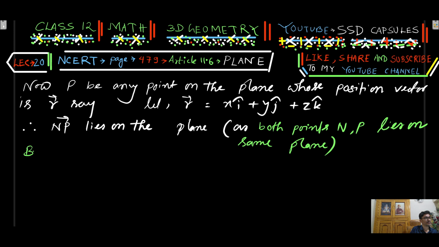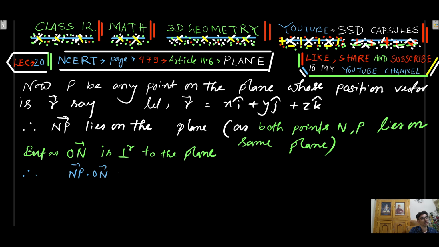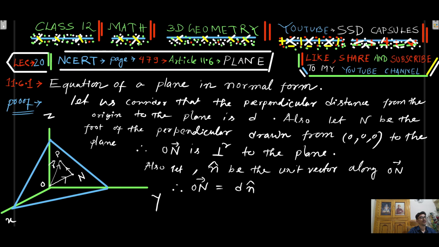But as ON vector is perpendicular to the plane, therefore NP vector dot ON vector equal to 0. See previous page. ON vector dot NP vector equal to 0.